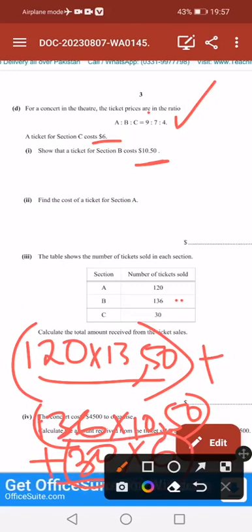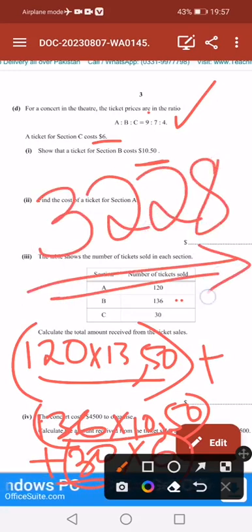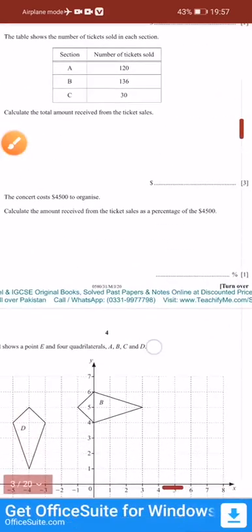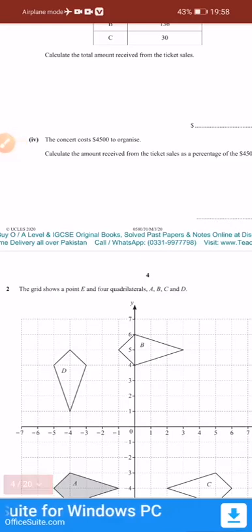If you do it correctly, you are going to get something like 3,228. 3,228. This is the total amount received from the ticket sales. Then you get 3 marks. It's more like you are doing mean and it, but it's very, very different.